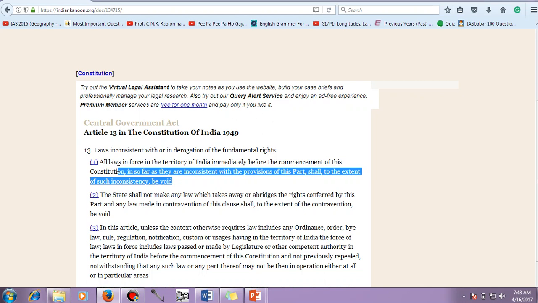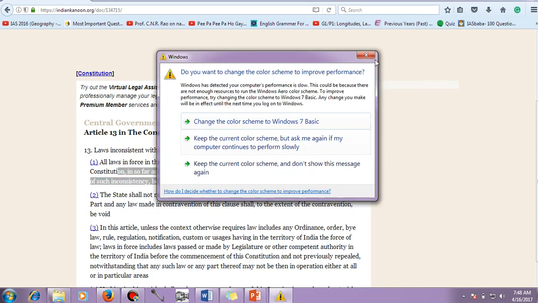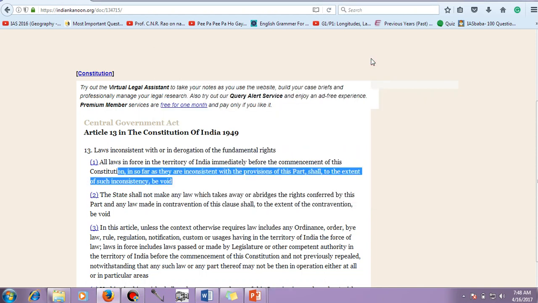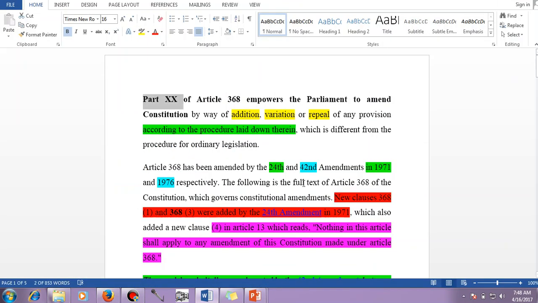It is saying that before the framing of this constitution, you had several laws made by the British government or other government authorities. Those laws would remain in force till now, but the laws which violate this constitution would not be allowed in India, so those laws would be void. So this article we cannot amend.